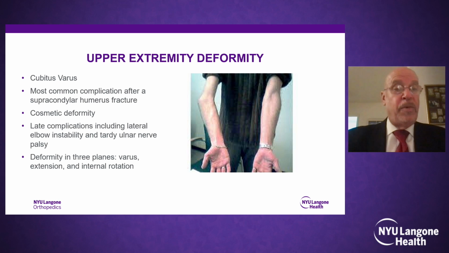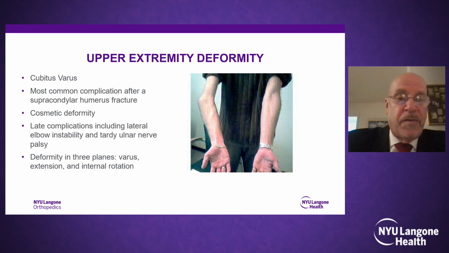Another deformity where it is really nice to use this technology is cubitus varus. This is one of the more common ones after a malunion of a supracondylar fracture. Not only is it a cosmetic deformity, but a recent article by Christine Ho shows that there are also late complications that we pediatric orthopedists don't always see, such as posterolateral elbow instability and tardy ulnar palsy.